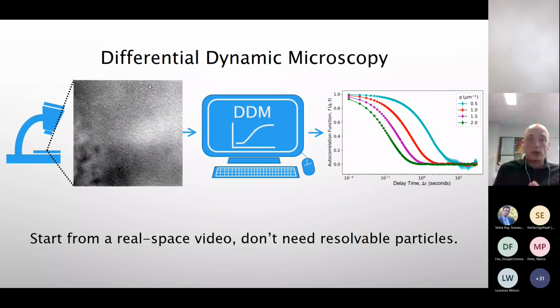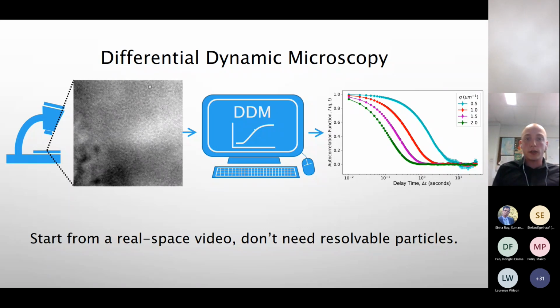So we take our usual real space images, we run them through this algorithm, which is usually written with, there's a lot of packages online, we use our own internal module, and this algorithm tells us the ISF, which gives us the information on the dynamics of the system.